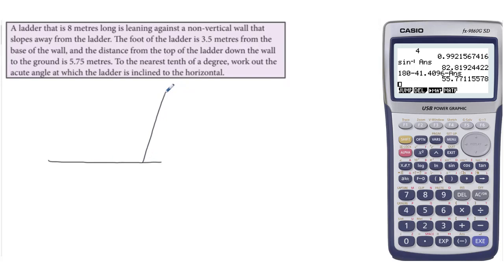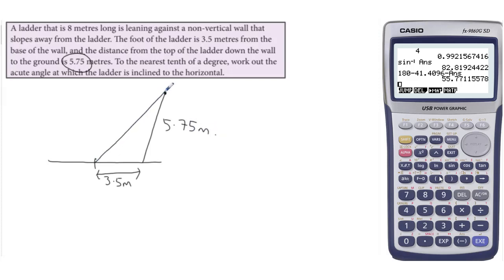Then we need to try and get some scaling. It says the distance from the top of the ladder down the wall to the ground is 5.75 meters, and the foot of the ladder is 3.5 meters from the base of the wall. So if we said that distance there can be your 3.5 meters, from the foot of the ladder to the base of the wall, then 5.75 is going to be about that plus a bit, maybe half of it again. So maybe it can go all the way up to there. So that whole side length can be 5.75 meters.